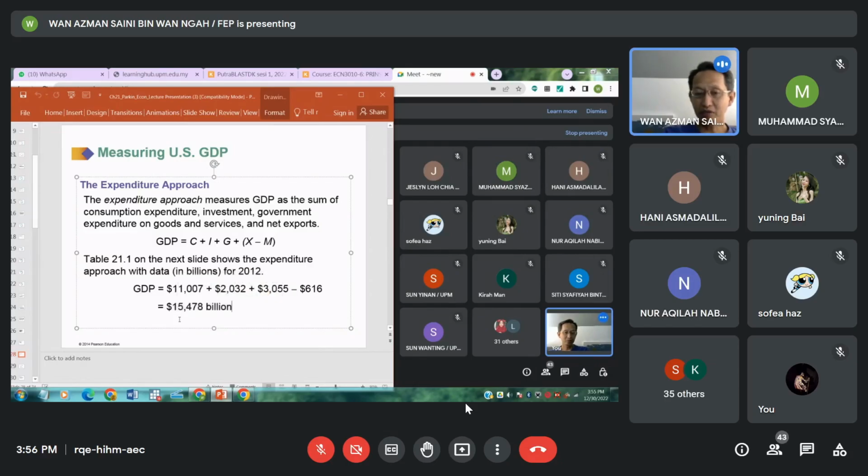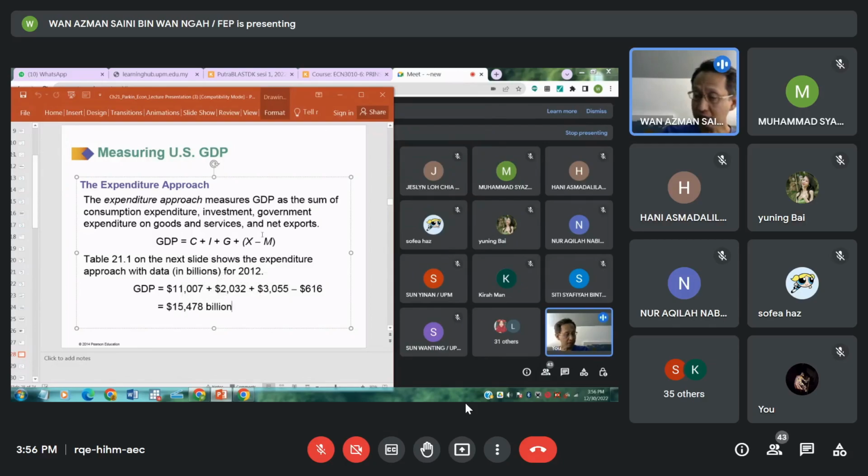This is huge as compared to Malaysia. Malaysia, in terms of dollars, is around 400 billion. But the US has trillions. China is also huge. It's also trillions, slightly less than the US, but in the next few years China is going to beat the US and become the biggest economy in the world, because China is growing faster.